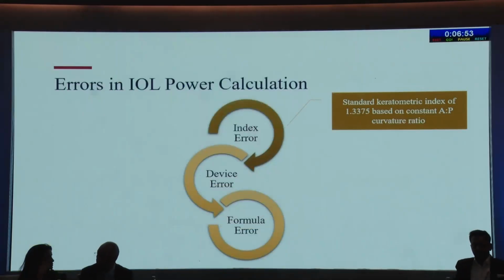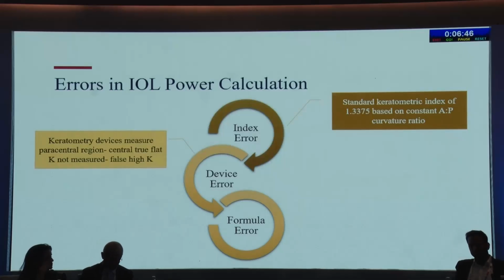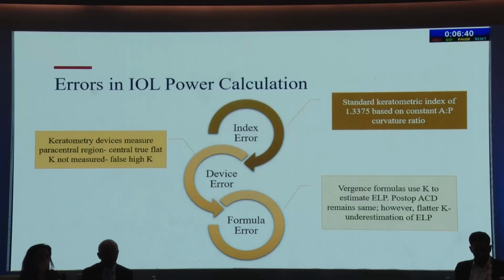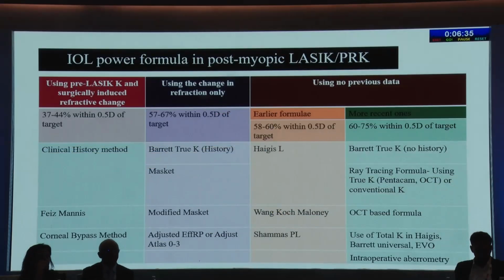Errors arise due to index error, because the standard keratometric index based on a constant anterior-posterior curvature does not hold true; device error, because keratometry is measured in the paracentral region, not the central true flat K; and formula errors, because they do not account for the ELP changes estimation. So which formula to use?